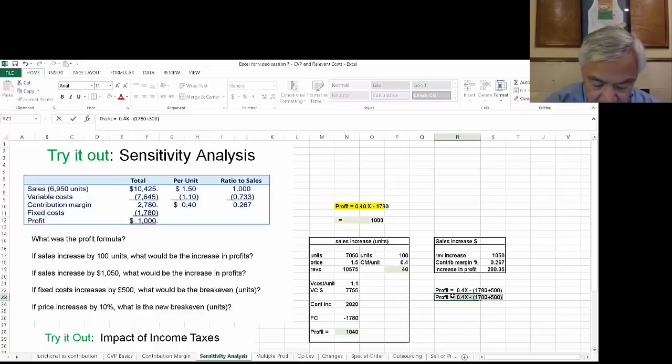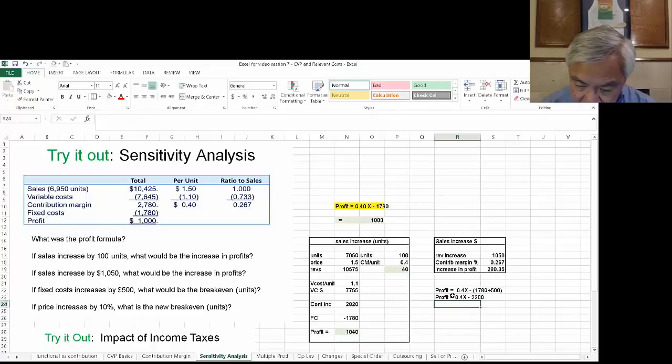Profit equals 0.4x minus, and the sum of that is 2280. And we can solve it by bringing 2280 to the other side. 2280 equals 0.4x, which means x equals 2280 divided by 0.4, and the number is 5,700 units.